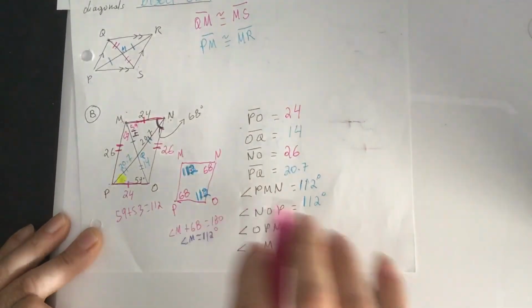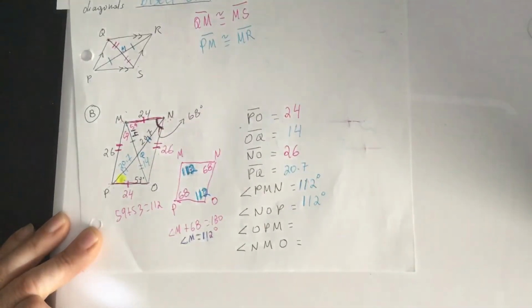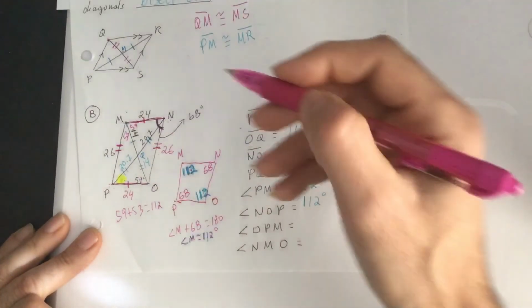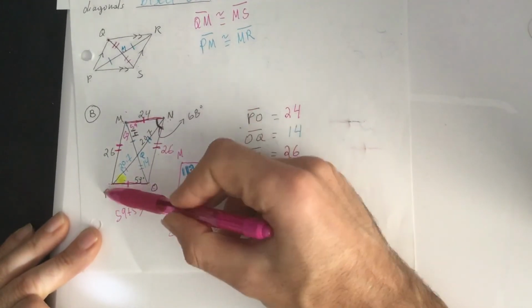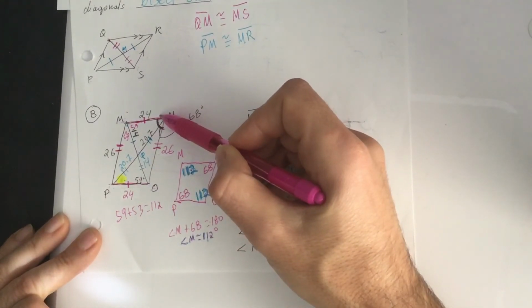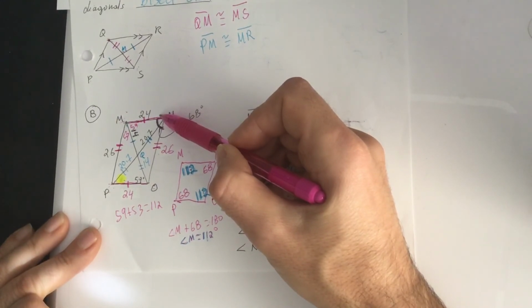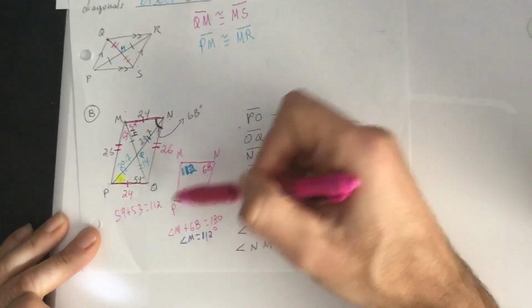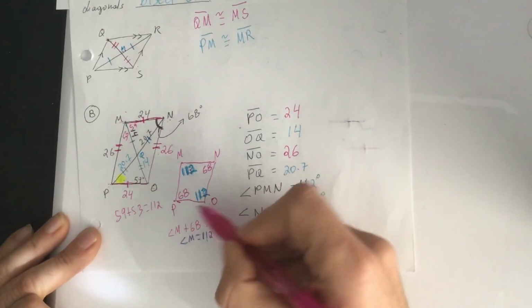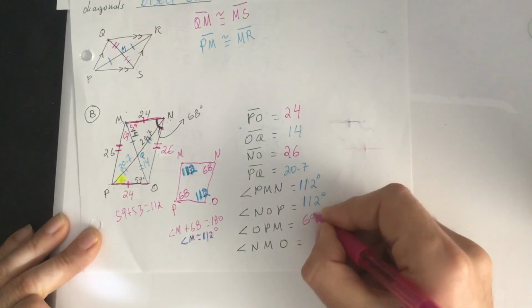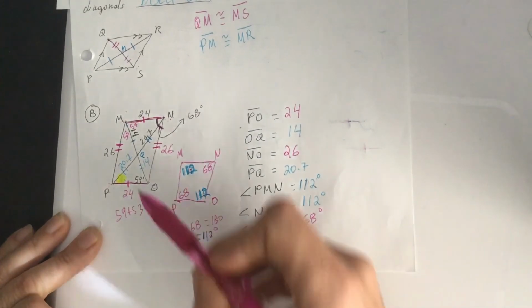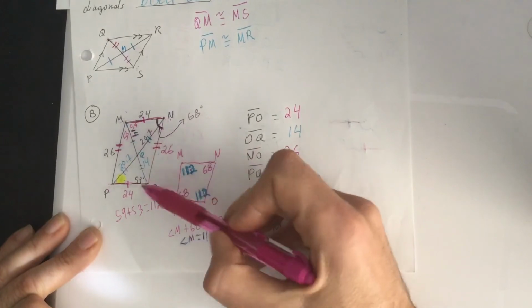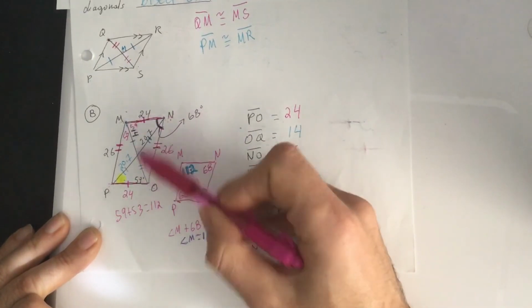Guess what? We got there, right there. Right, 59, 53. And we're looking for OPN. Okay, so that will be OPM, 59 plus 53, 112, and 68. Okay. OPM is 68. So we're looking at OPM, 68. And then we're looking for NMO. NMO, that's 59.